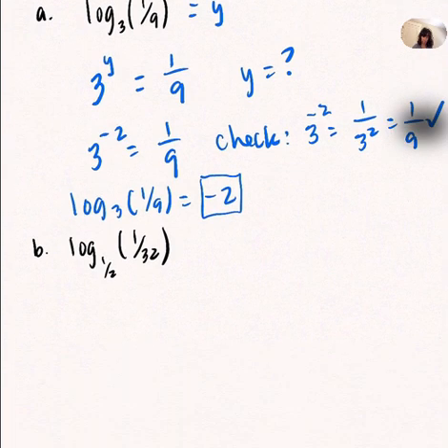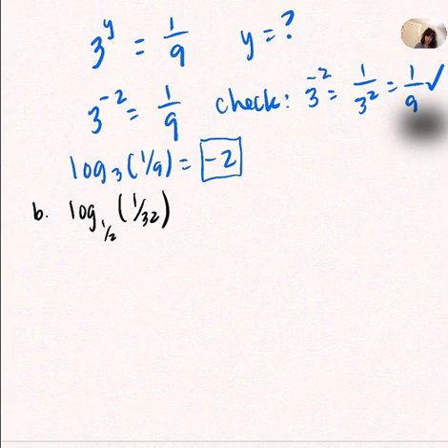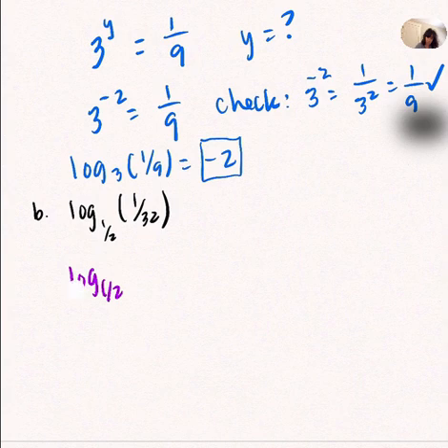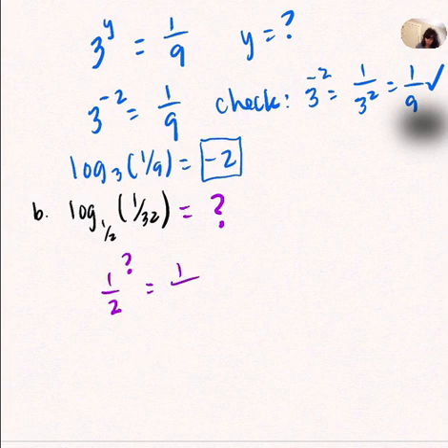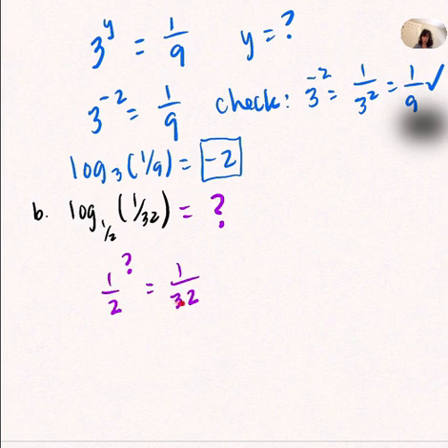Let's try another one. Log base 1/2 of 1 over 32 is equal to what? So here's how I do these problems. Usually what I do is I write that this is equal to something. I call it question mark or y. And then I think, okay, we want 1/2 to the something, question mark, equals 1 over 32. And then I just need to think about how many times I need to multiply 1 over 2 by itself in order to get 1 over 32.